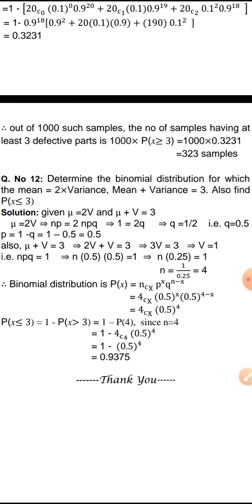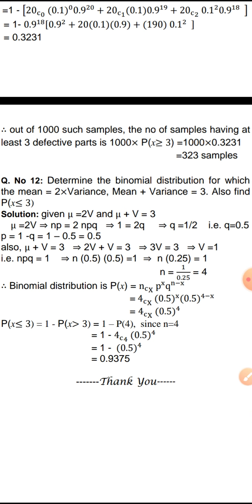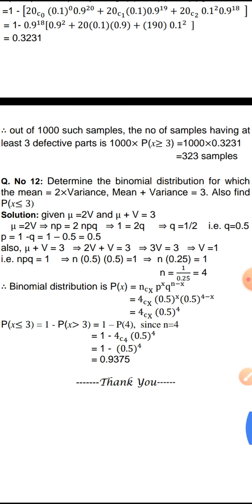One more question. Determine the binomial distribution for which the mean will be equal to 2 times the variance, and mean plus variance will be equal to 3. Also find the probability that x will be less than or equal to 3.